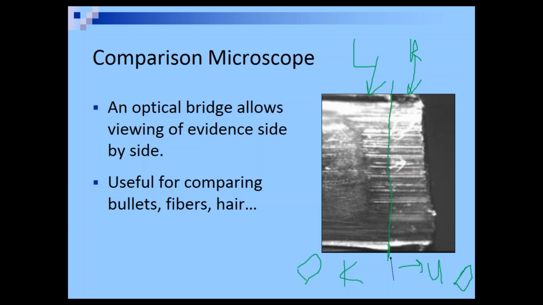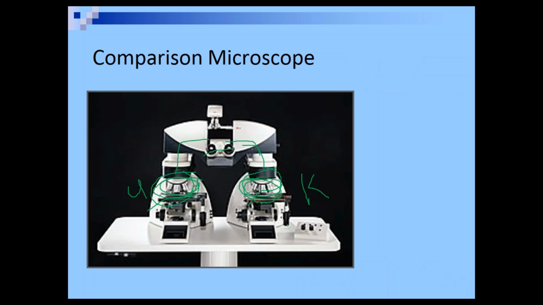It used to be that the analyst would say nothing compares to a comparison microscope. There's no fancy digital imaging system that can compare to seeing both bullets under a microscope in real time, so the optical bridge is the way to go. But future changes things. So now what's going to happen?